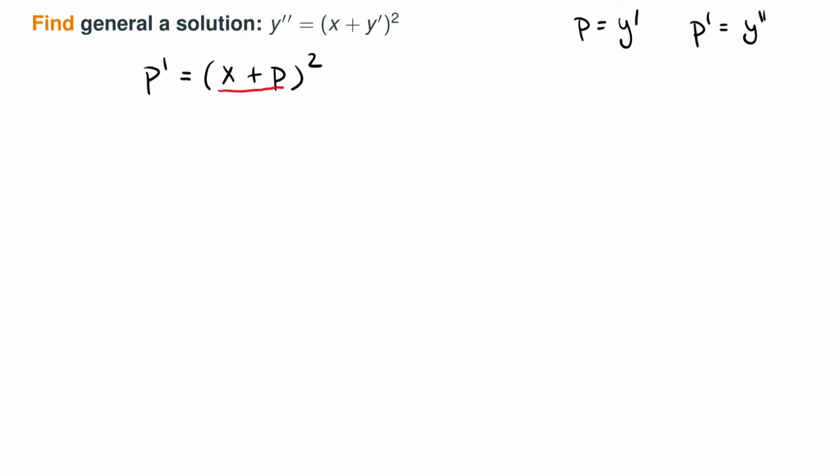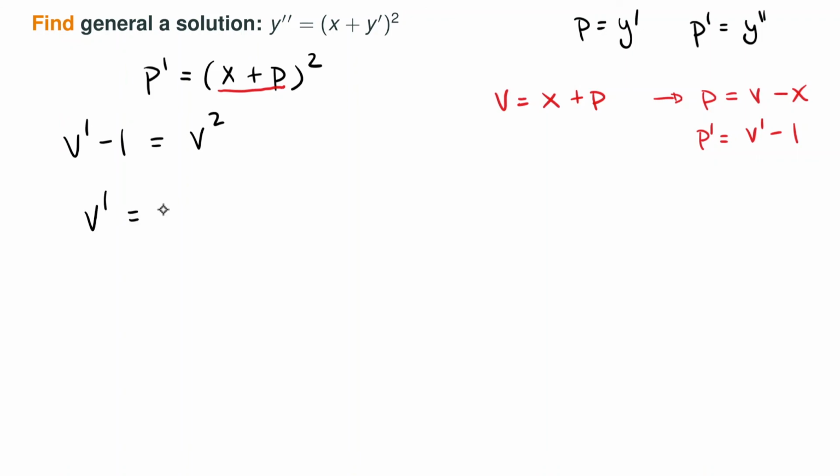And to simplify the interior of the square, we can use another substitution. Let's let v be equal to x plus p. So that will substitute here. But we also need to find a substitution in terms of v for p prime. So let's solve this equation to get p by itself. P is equal to v minus x. So the derivative of p is equal to the derivative of v minus 1. All in terms of x, the derivative in terms of x. So our equation simplifies to v prime minus 1 equals v squared.